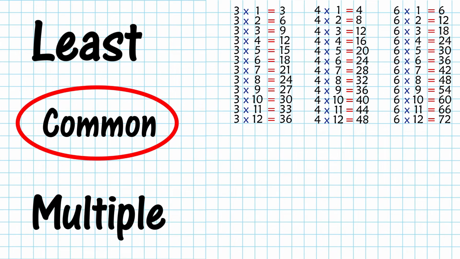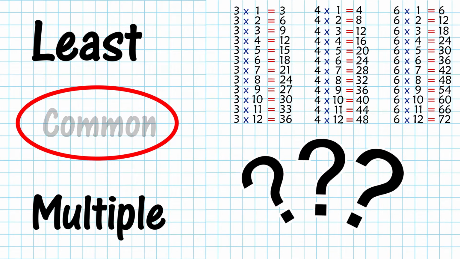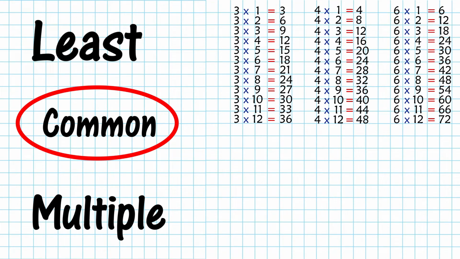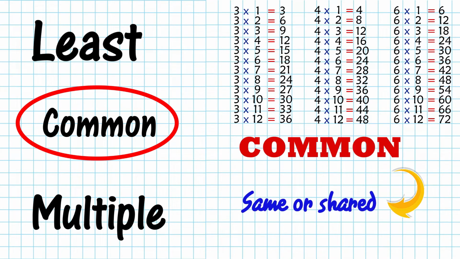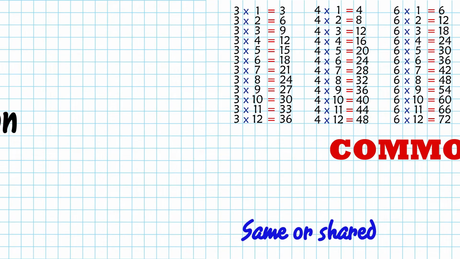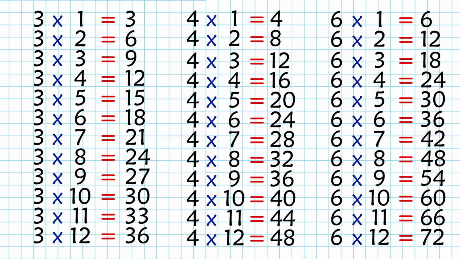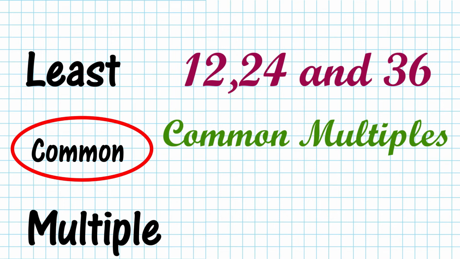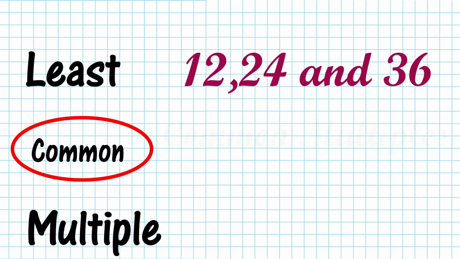Time to move on to the other word, which is common. By saying common, what do you recall? Yes, right. Common means something which is the same or shared by two or more elements. If we look at the multiples of 3, 4 and 6, can you find out the similar numbers? Yes, the numbers are 12, 24 and 36. As these three numbers are the same among the multiples, they can be called common multiples.